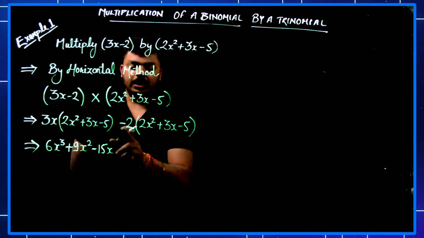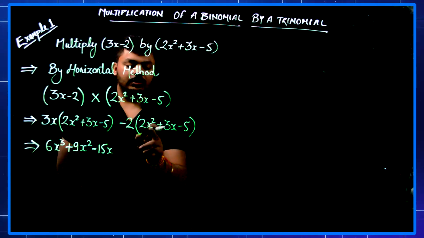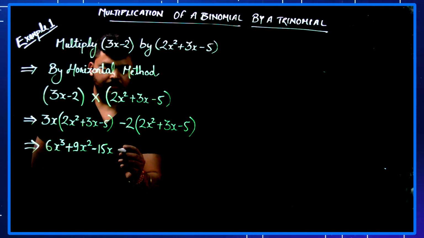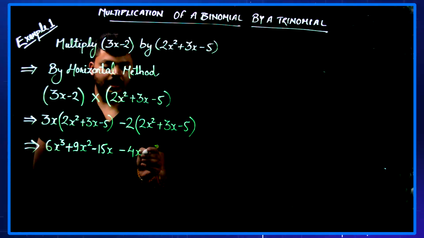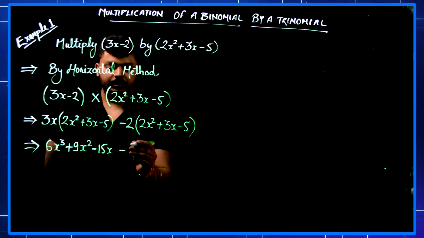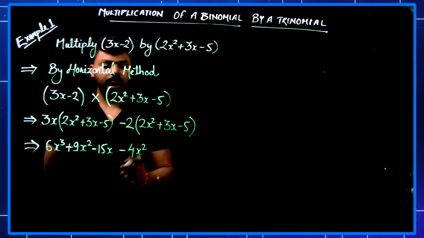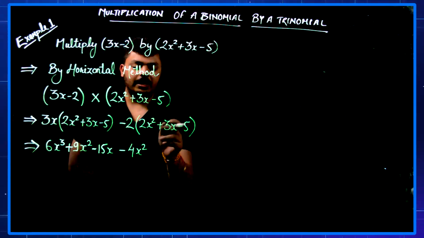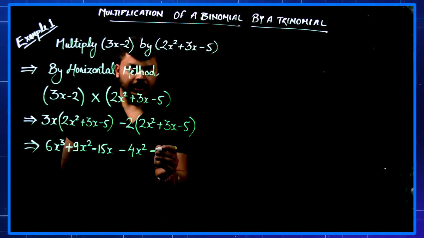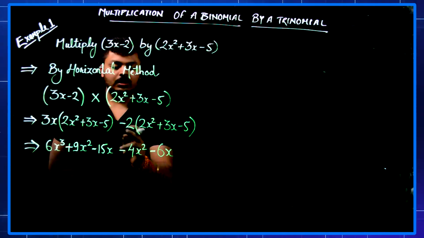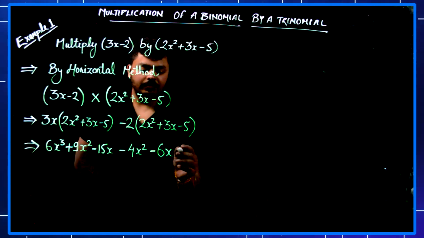Now multiplying minus 2 with 2x square, we get minus 4x square. Now minus 2 multiplied by plus 3x gives minus 6x. Minus 2 multiplied by minus 5 gives plus 10.